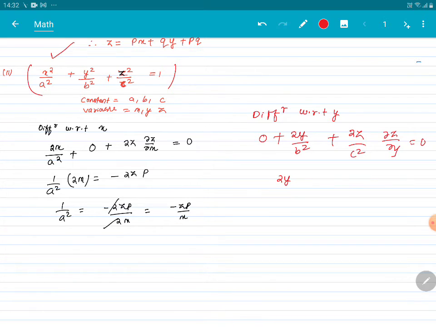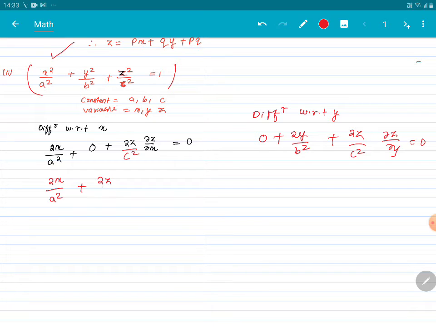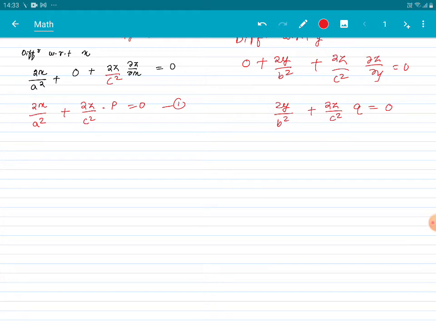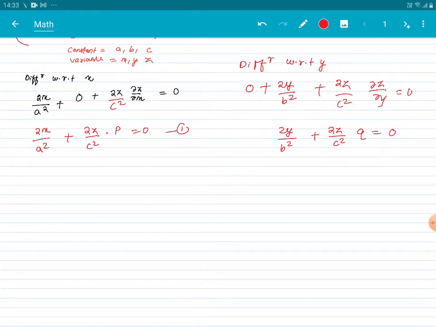So what is that? 2y. Okay. Here c square is there, no? So then one thing to remember, or like this is okay. So 2x by a square plus 2z by c square into p. This is equation 1. 2y by b square plus 2z by c square into q, where del z by del y you call as q. Is equal to 0. Now this is equation 1, this is equation 2.